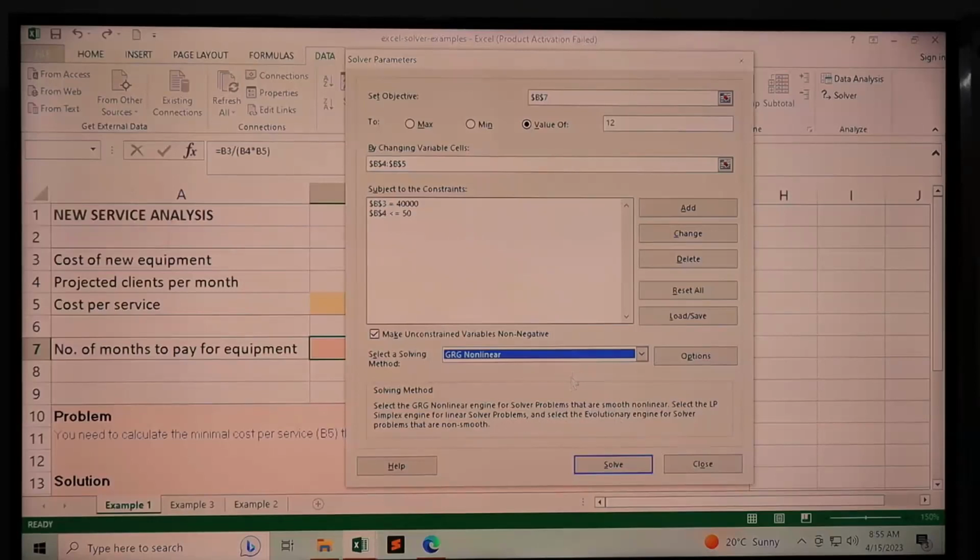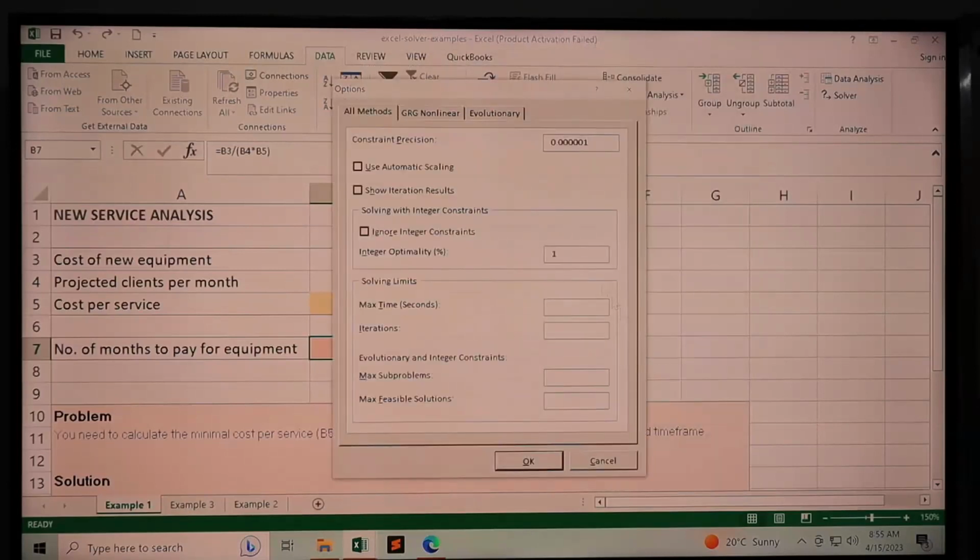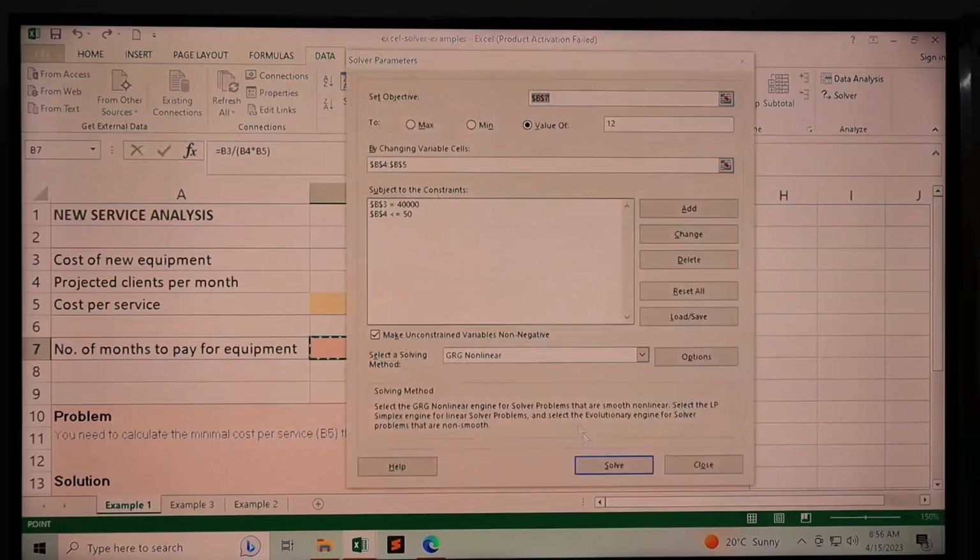Evolutionary, again, you solve problems that don't have that smoothness. So remember in linear programming, you did the concept of the same. So you don't want to use those. The default is actually what you're going to use to solve our problem. And once you do this, then you click solve.